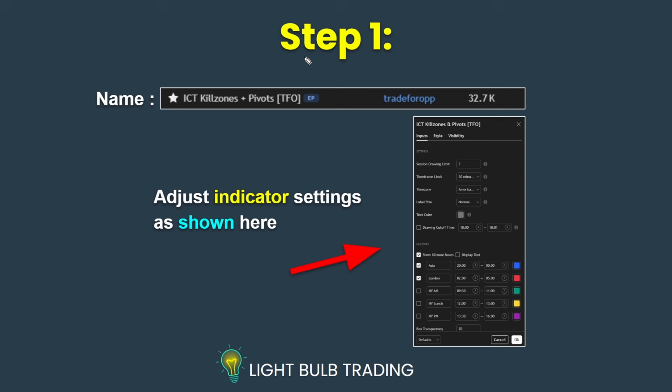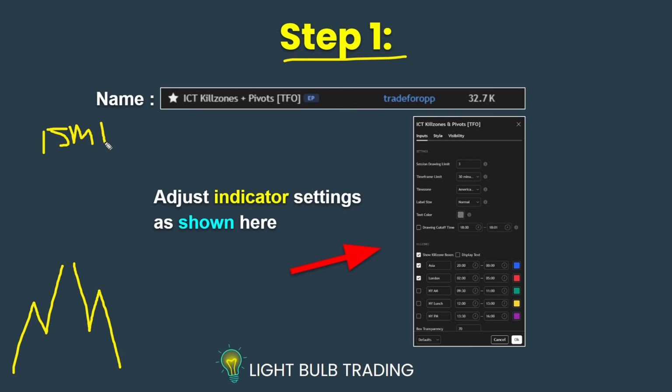Okay, step one, this is a must. Before we do anything, we must figure out our market bias. Are we bullish, looking for longs, or are we bearish, looking for shorts? Now to do this, we need to mark the session highs and lows on the 15-minute time frame, and the way they work: if price sweeps a session high, we're going to frame a bearish condition, and if price sweeps a session low, we're going to frame a bullish condition.